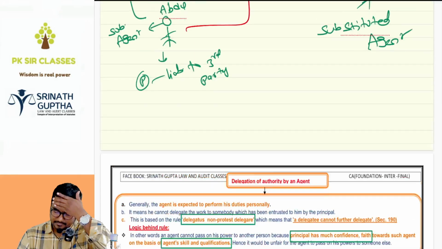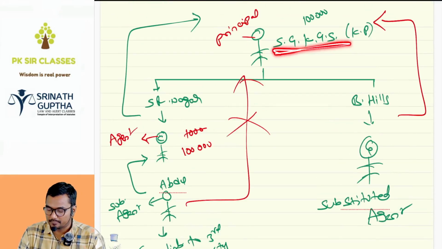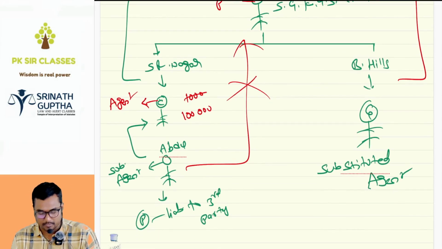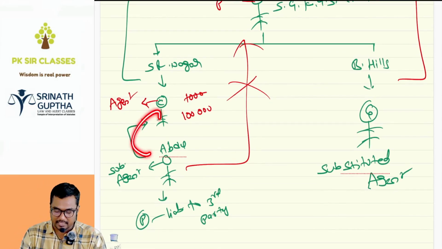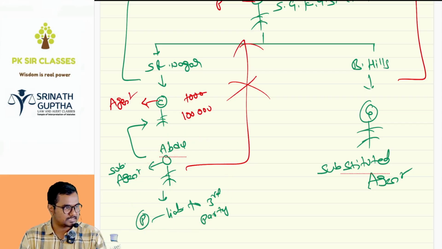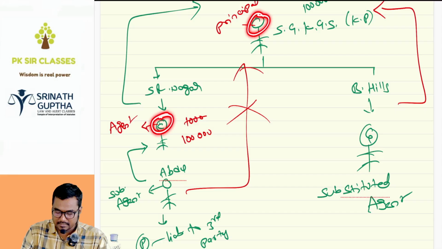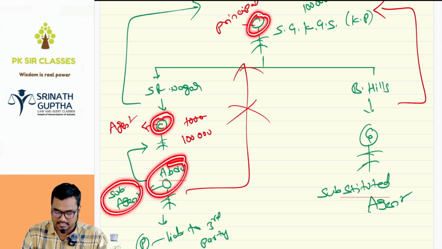In case of a sub-agent, see here. I have a shop, Srinath Gupta Kirana and General Stores, in SR Nagar. To take care of SNR, I am appointing Charan. Then Charan said to me, Srinath sir, I am unable to manage everything, so let me take my friend Abdul. But I will be the face of the shop, I only will manage everything. Abdul will take care of the back end work like purchases, collections, and all. So here SG is the principal, Charan is the agent, Abdul is the sub-agent.